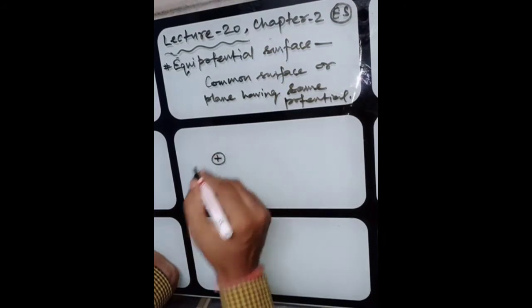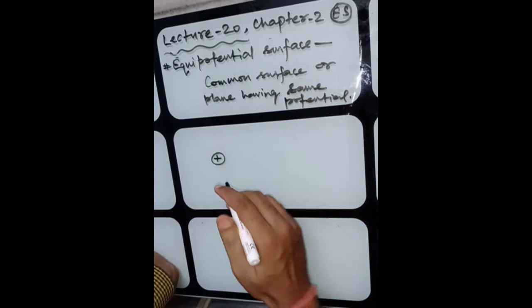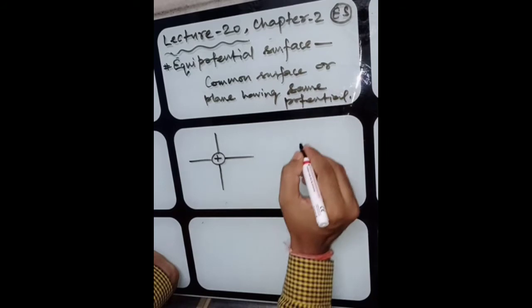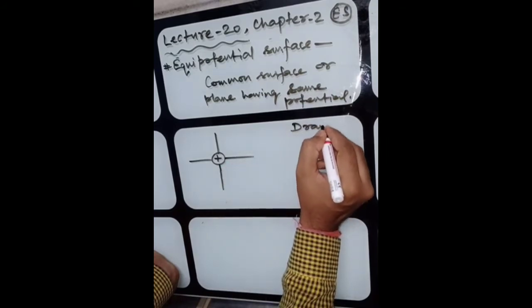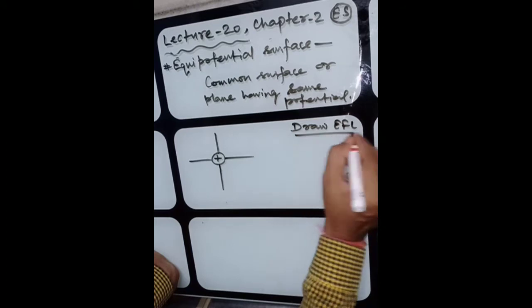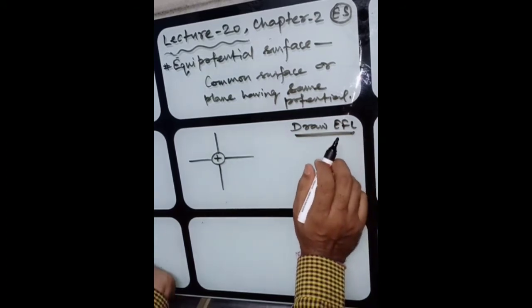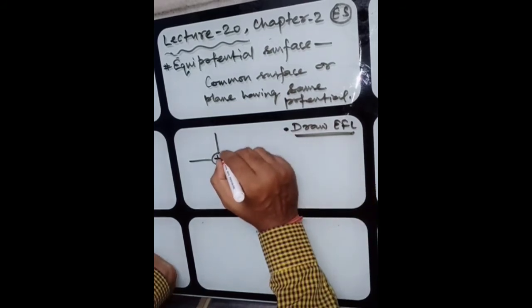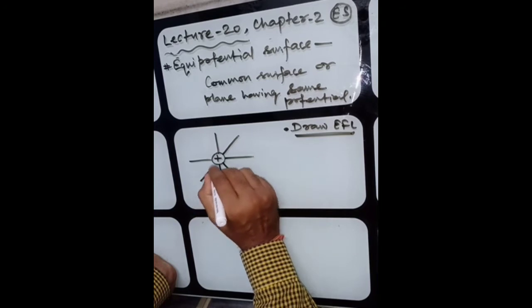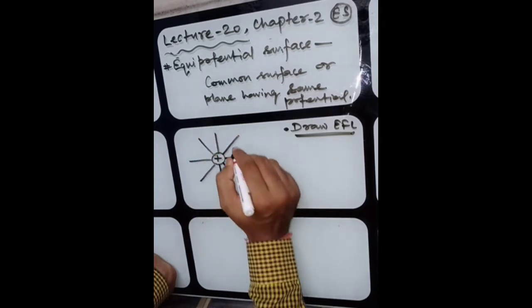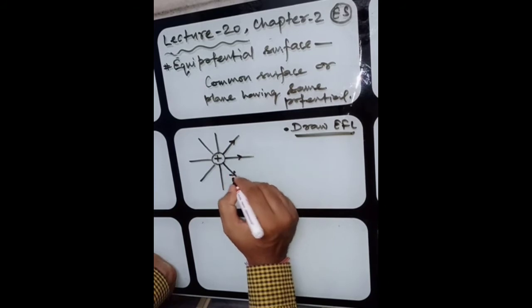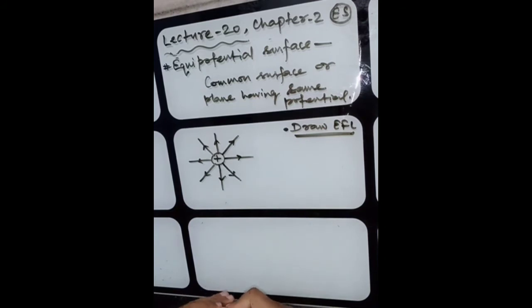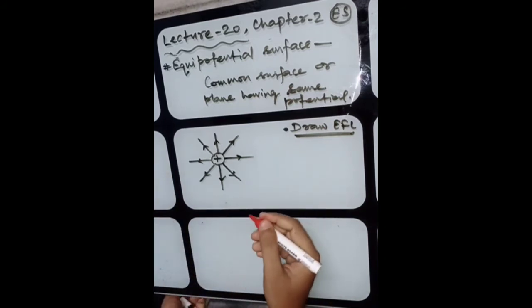Remember, to draw the equipotential surface, first you have to draw the electric field lines. Kindly write this in your notebook. This is the first point, which is very important. This is an isolated charge, a monocharge. To draw the electric field lines, we draw them perpendicular everywhere.